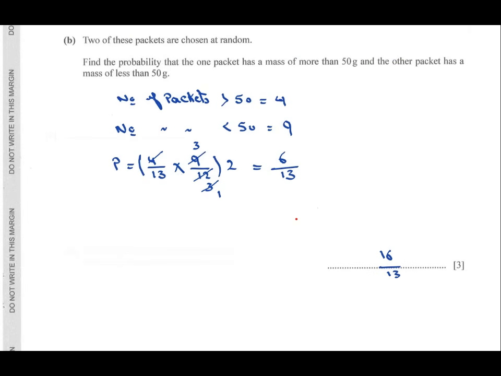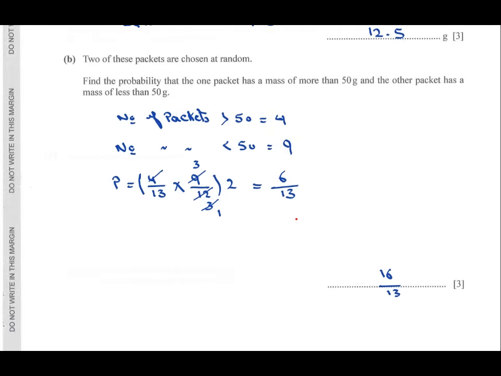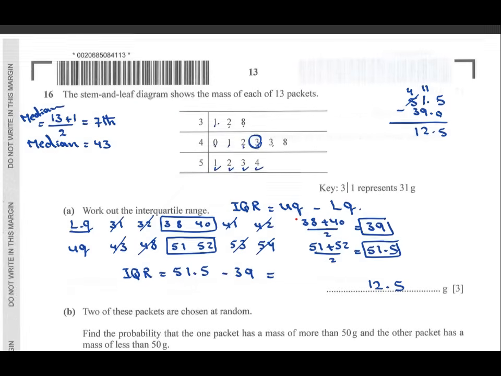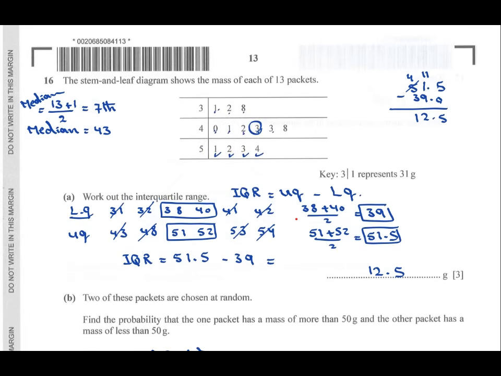Don't forget these two tricks. The trick number 1, the two buckets are drawn at the same time, so the total at the first draw will be 13 and the total at the second draw will be 12. And the second trick is you have to multiply this probability by 2 because I don't know which one will come first. Okay? This is question 16. Let's go to the next question.